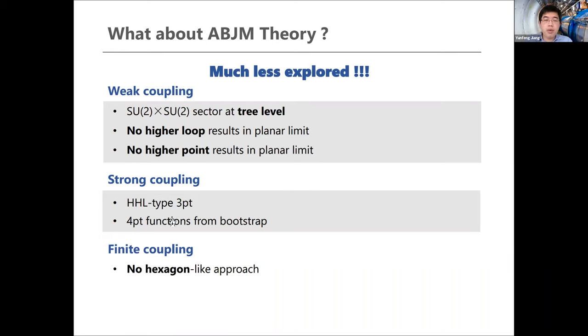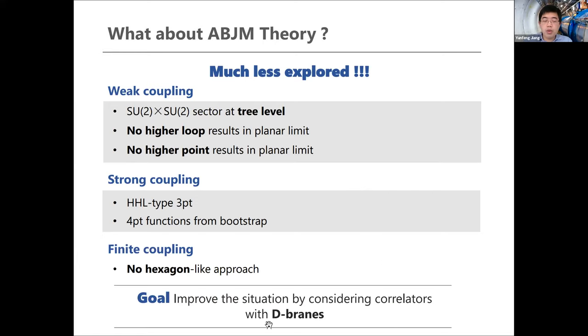And strong coupling is similar. We know some correlation functions of the heavy-light type, and very recently we have some data from the bootstrap about four-point functions of light operators. But that's pretty much all we know about correlation functions in ABJM theory. And of course, the most important thing is that at finite coupling, we don't have anything like the hexagon. So compared to N=4, the situation in ABJM theory is pretty sad. One of our motivations is to try to improve the situation by computing correlation functions in ABJM theory.